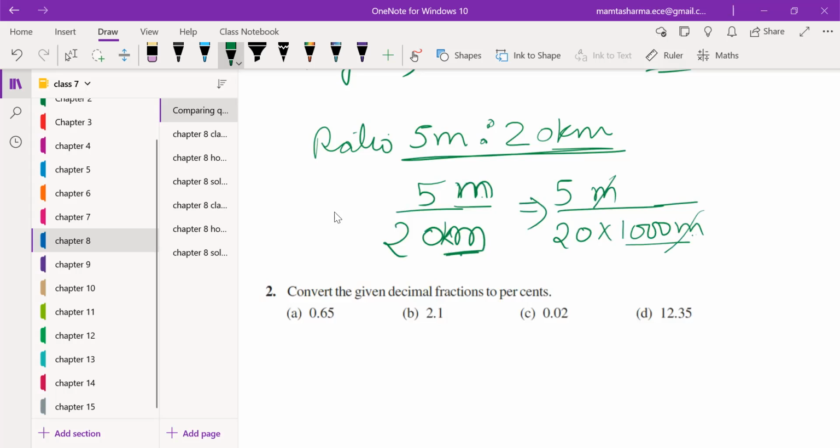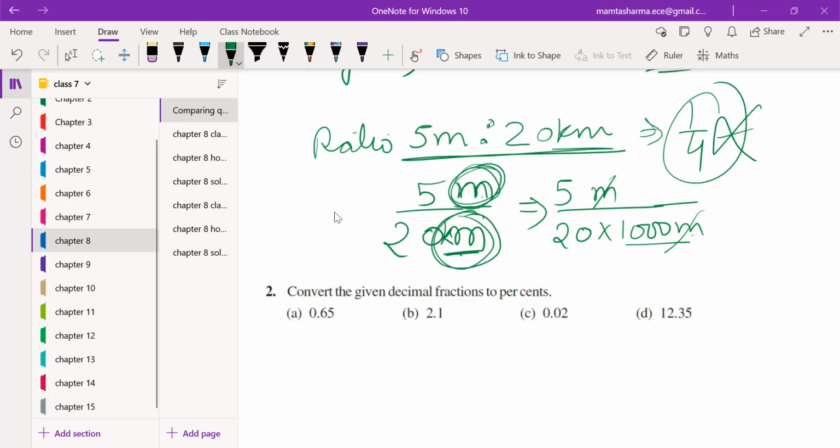Make their units the same. The same unit ratio can be cancelled out. Always, their units must be the same. You check the unit. Don't write this as 1/4. It will not be 1/4. 1/4 will be wrong.